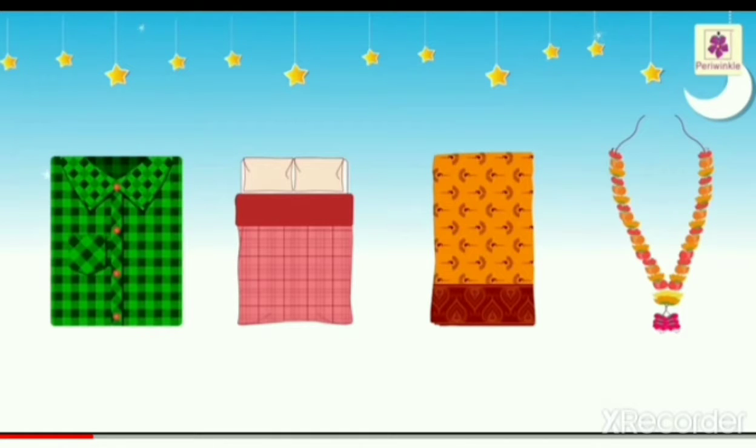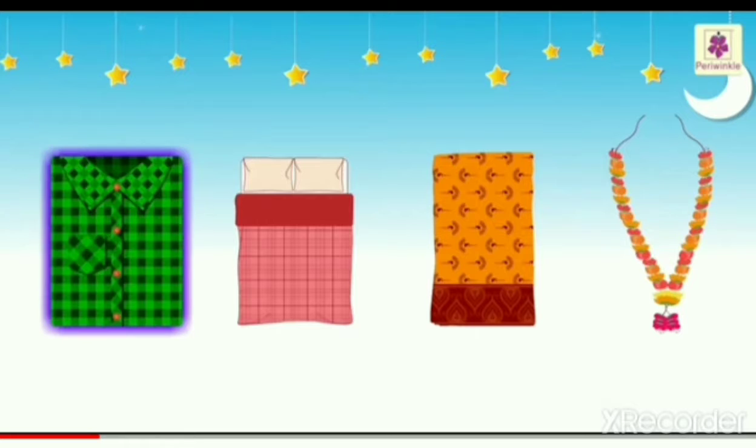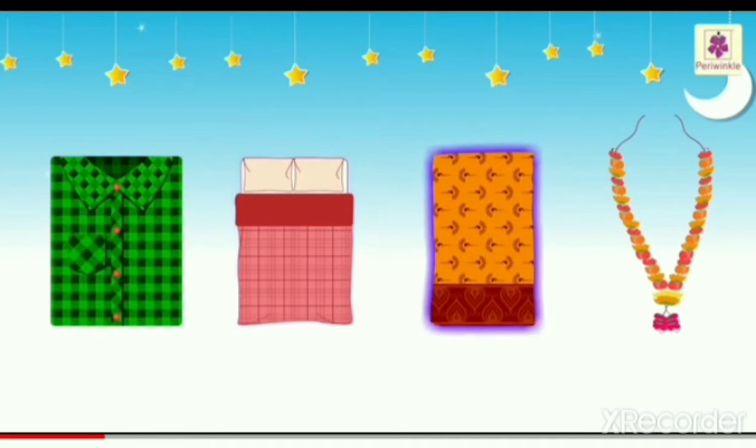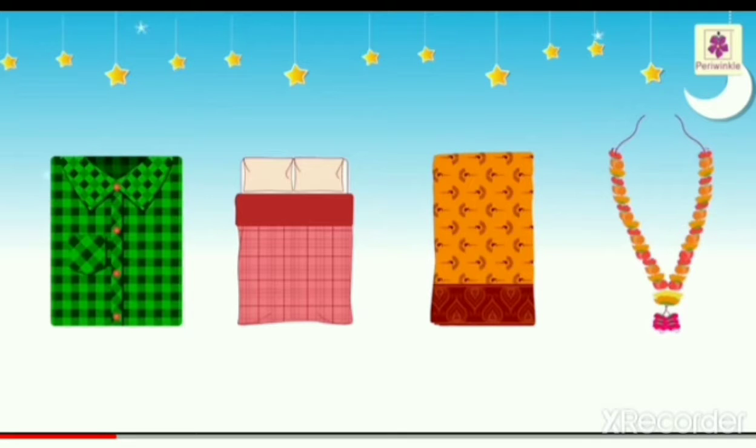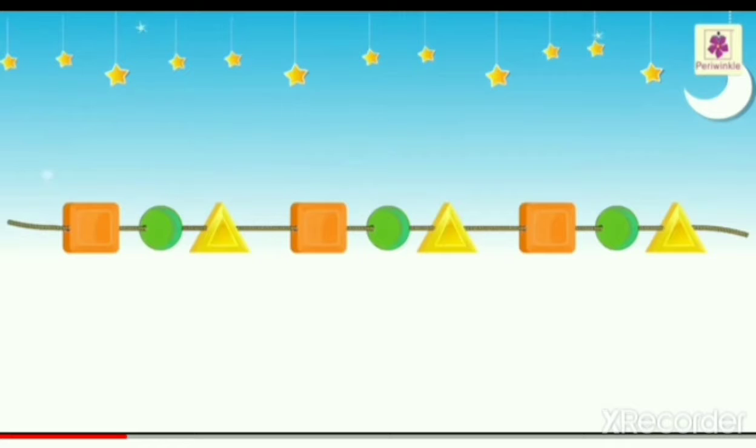For example, you can see in your daily life these things like shirt, bed sheet, sarees, etc. In all these objects, you can see that all these objects follow some patterns.